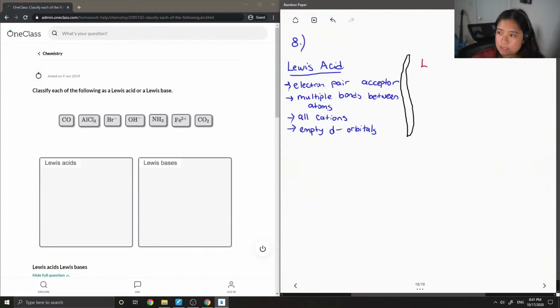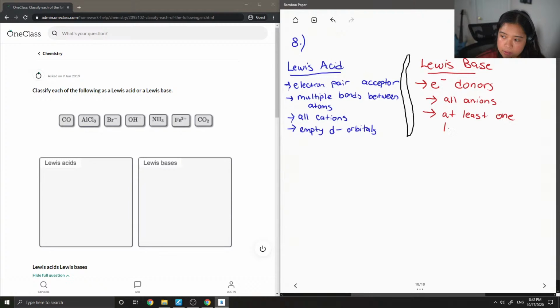So on the right side, let's write down the qualities of a Lewis base. Basically, they are electron pair donors. All anions, so all negatively charged anions, are Lewis bases. Finally, they can have at least one lone pair.